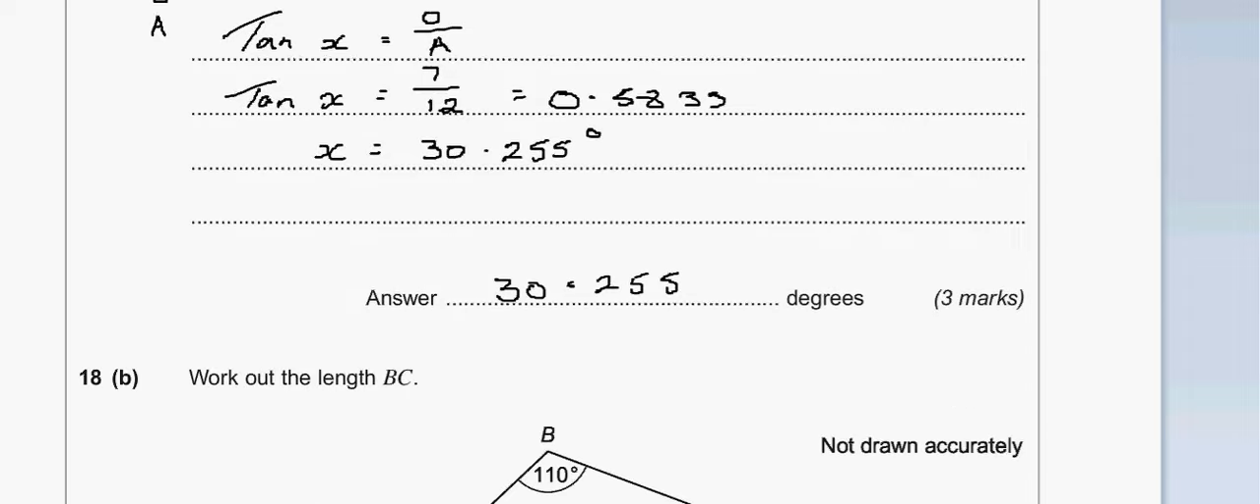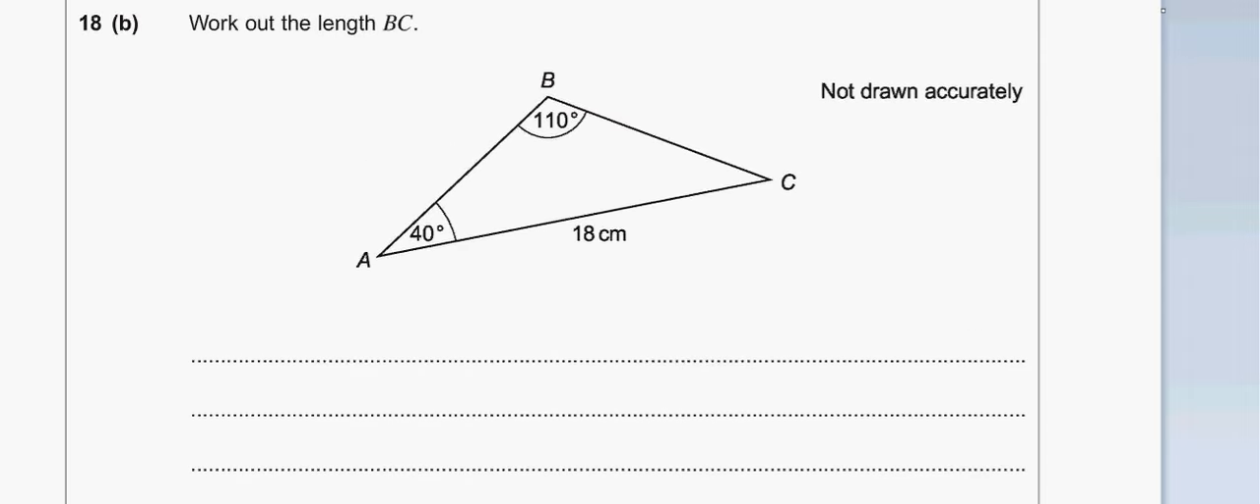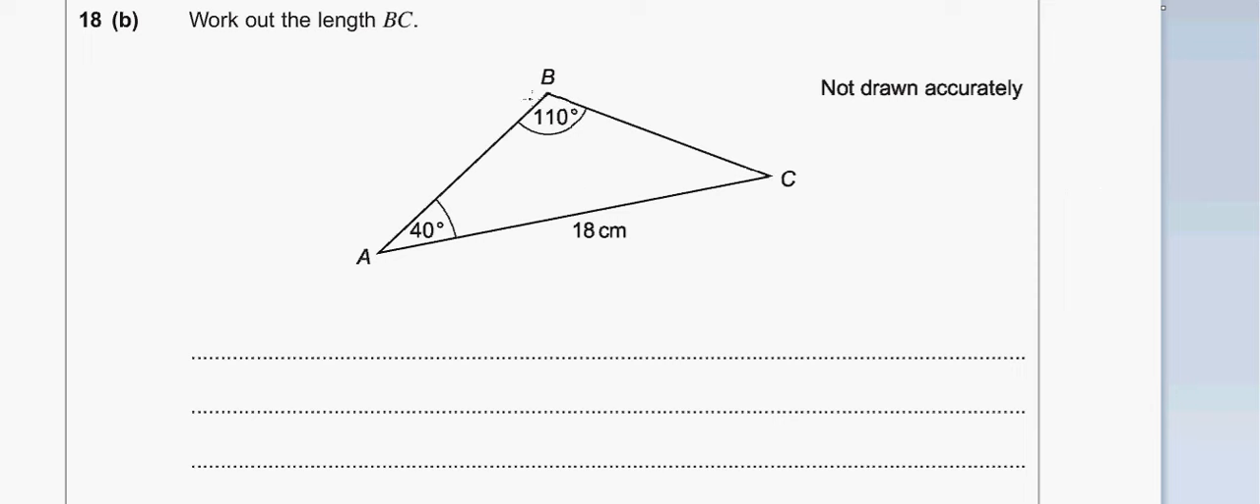So we move on to the next question, 18b. Here we have a scalene triangle, and it says work out the length of BC. So they want us to find this length here. I'll call this X now. Remember, the side opposite the angle is labelled up accordingly. So this is little a, this is little b, and then C doesn't come into the equation because we don't have the angle or the length C.